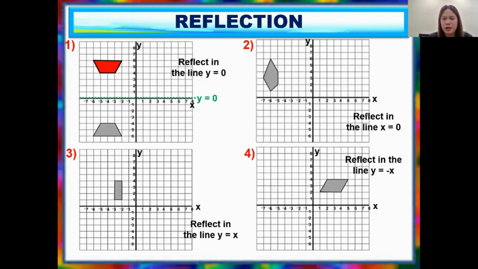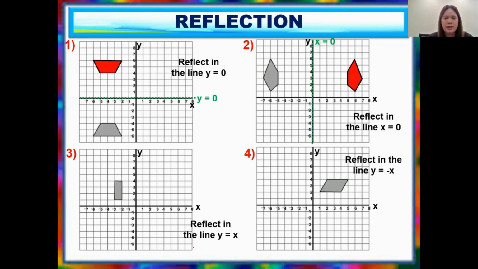Number 2, our reflection line is x equals 0. And x equals 0 is the y-axis, not the x-axis. So again, don't get confused. y equals 0 refers to the x-axis, while x equals 0 refers to the y-axis. So you have here your reflection line, and reflect the shape to the right by counting how many squares, then you will have this answer.